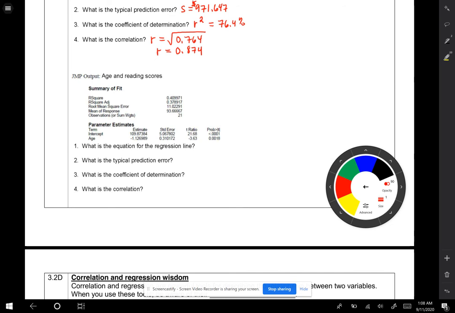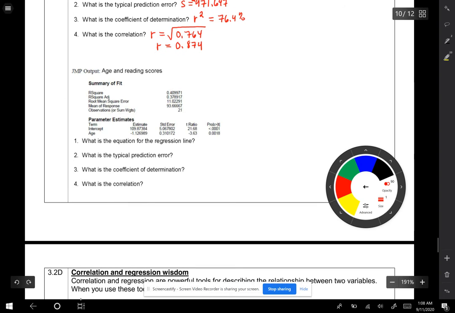All right, and the last one, and this is the one that's hardest to read, is from the JMP output, and it's age and reading scores. So age is your explanatory variable here. Okay. Instead of giving you a constant, they actually use the word intercept. So that's kind of easy. So then you know that's dealing with y. So that part's not bad.